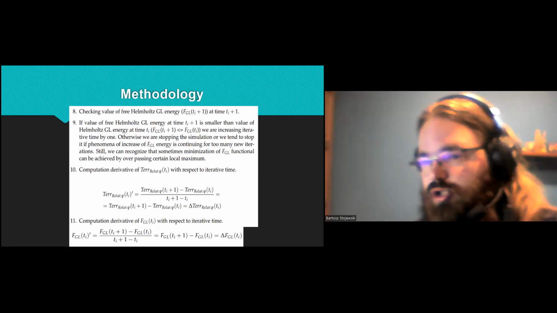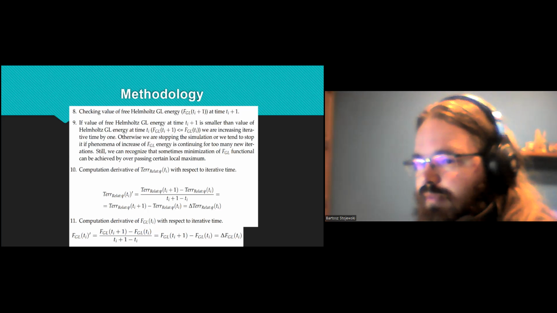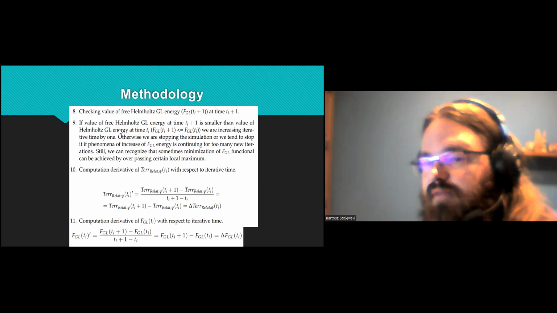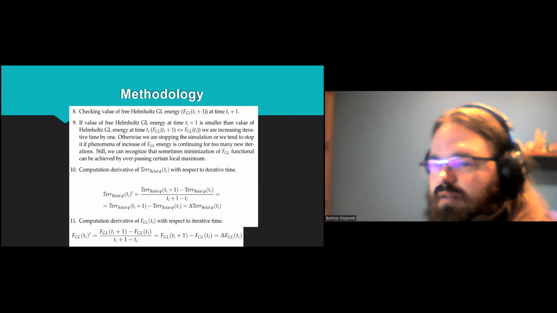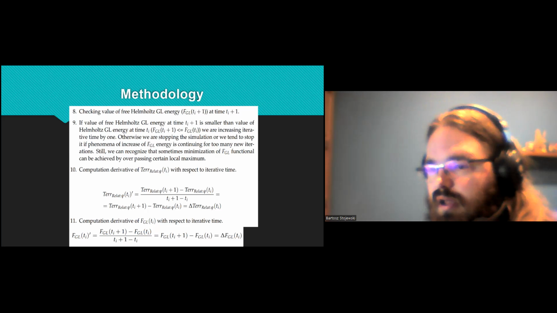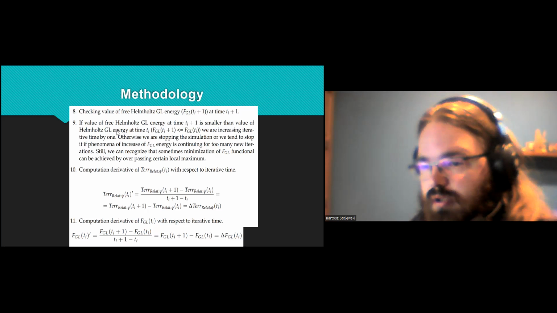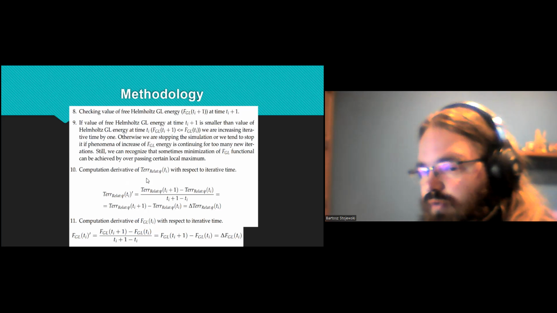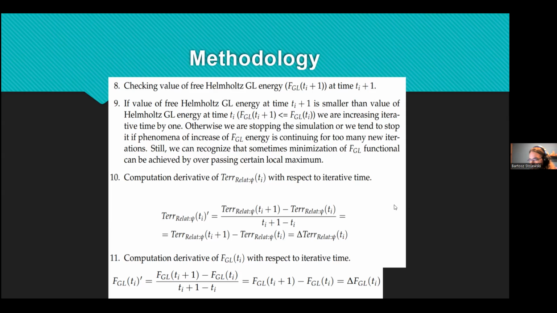The next step is checking the value of the Helmholtz Ginzburg-Landau free energy at time Ti plus 1. If the value of free energy at time Ti plus 1 is smaller than the value of Helmholtz free energy at time Ti, we increase iterative time by 1. Then we compute a derivative of TR relative psi with respect to iterative time, as shown in the equation here. Then we compute the derivative of free energy with respect to iterative time, as shown below.